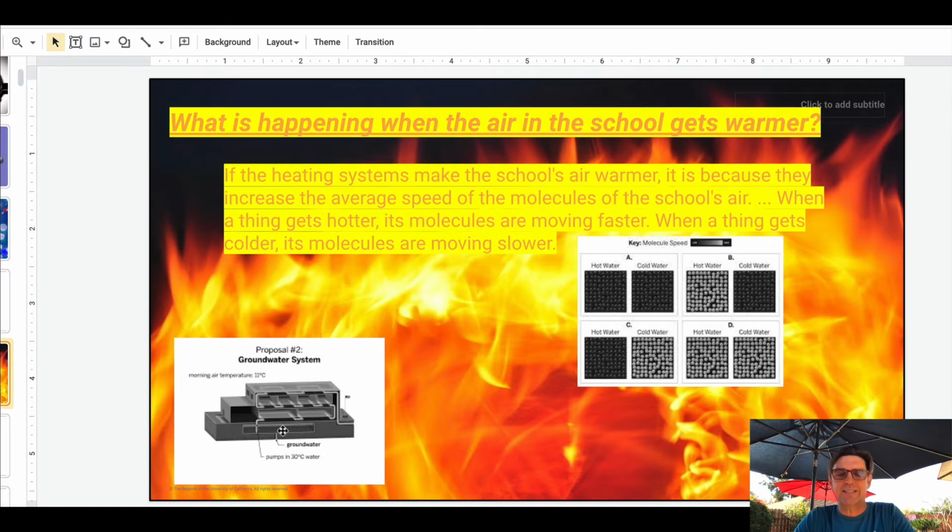What is the best system? In order to figure out the best system, we need to study the science of how does heat transfer, how does kinetic energy work? Will air warm up water? Will air cool down water? Will water cool down the air? Which is going to impact which? How does this all work? That will help us picking the best system for this school.